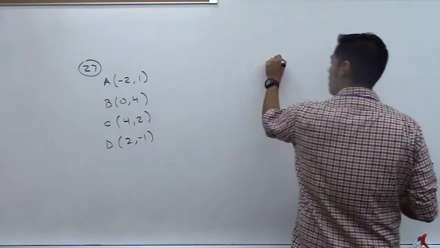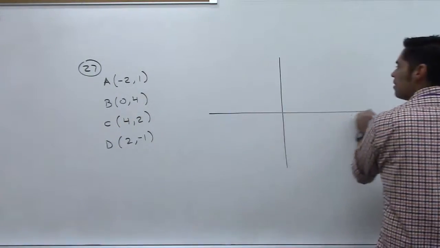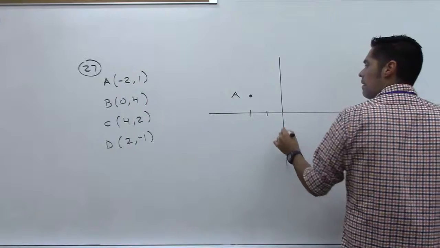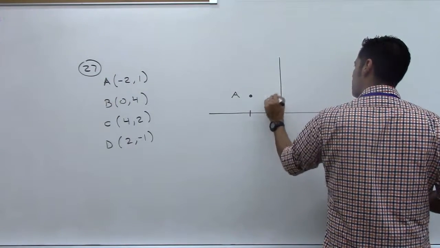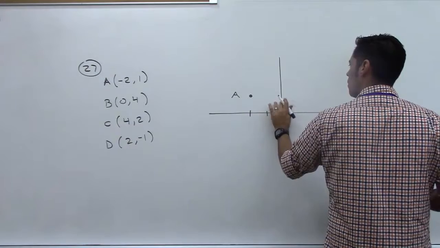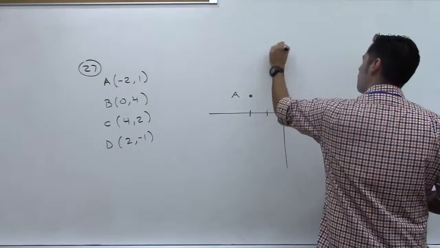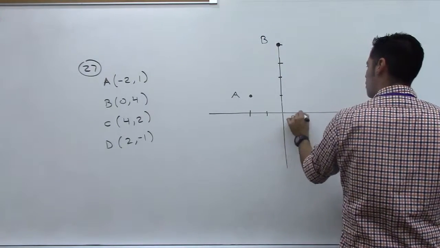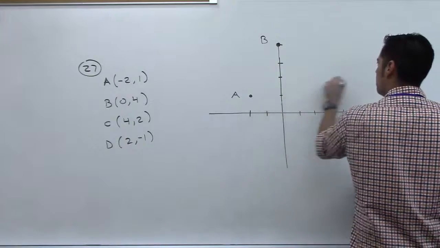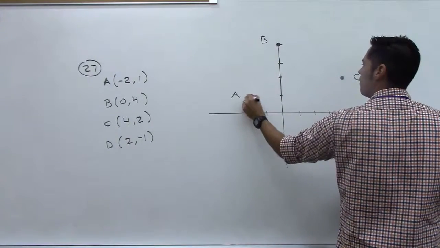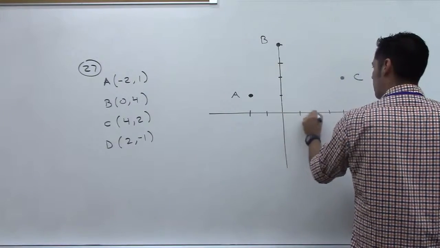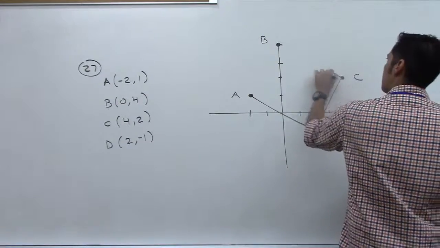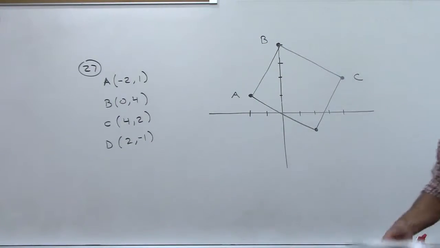So imagine in two-dimensional space, point -2, 1, it's A, 0, 4, that's B, 4, 2, that's C, and 2, -1. So we want the area of that parallelogram.